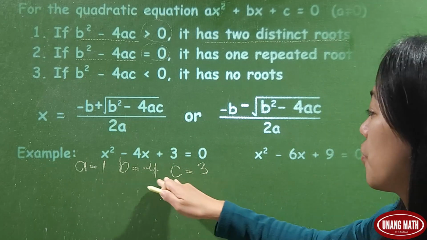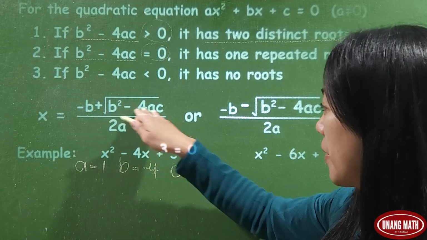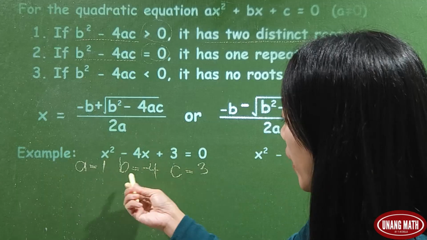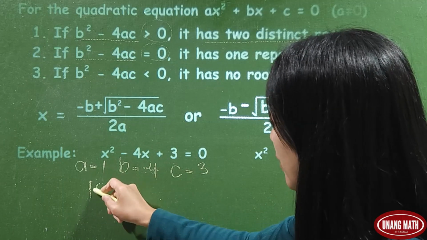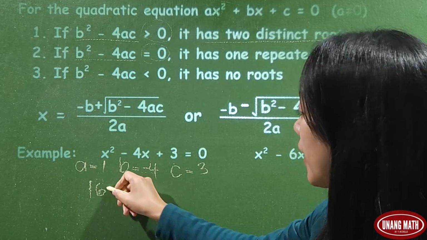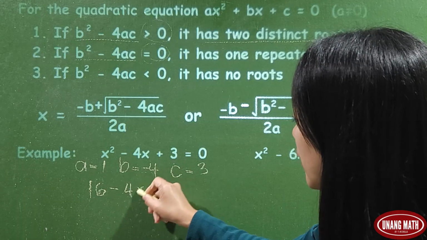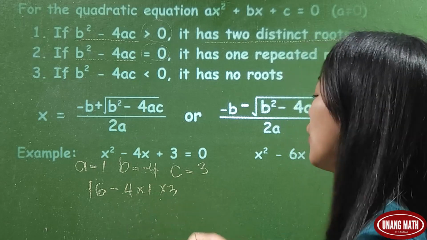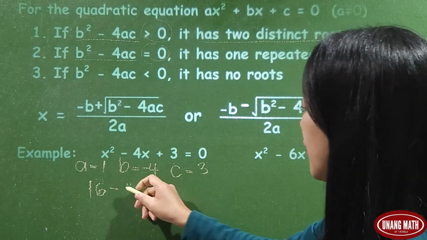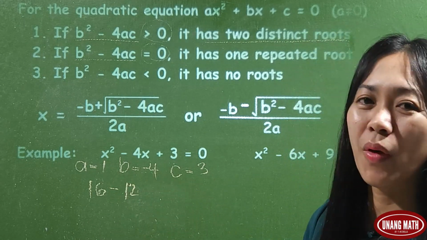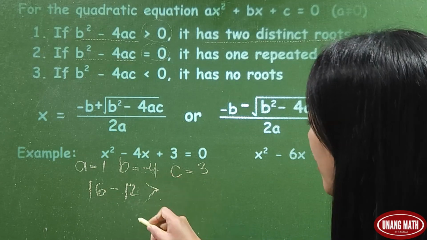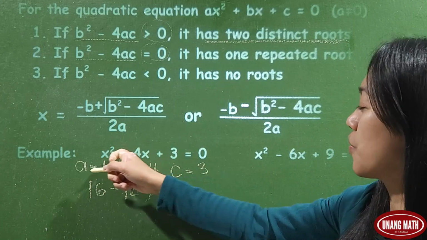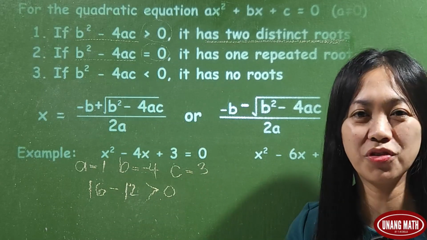So we will just substitute this in our discriminant, b squared minus 4ac. So b squared, meaning -4 squared, is 16, minus 4 times 1 times 3, which is 12. So this is 16 minus 12, and 16 minus 12 is greater than 0. So it means this quadratic equation has two solutions.